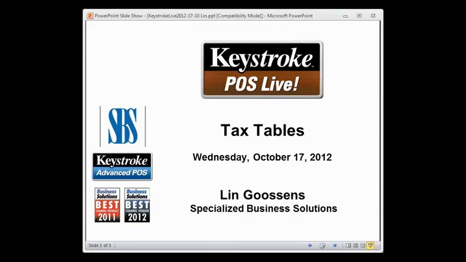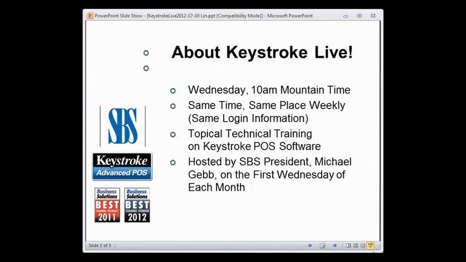Today we're going to be talking about tax tables. Unfortunately, almost all of us have to pay sales tax, so we're going to talk about how we can set this up in Keystroke.